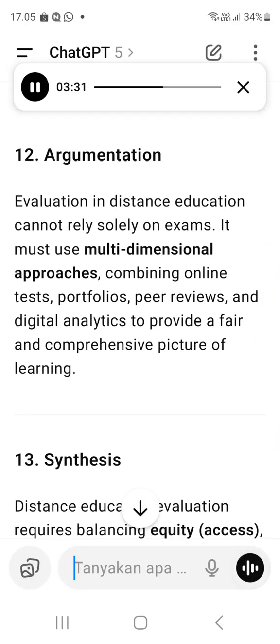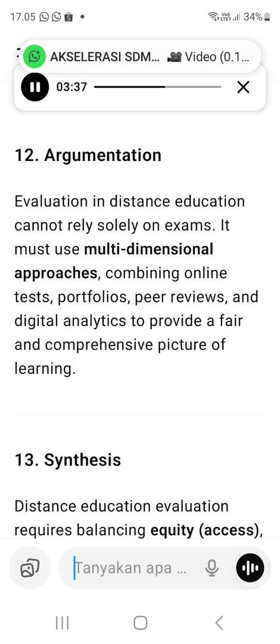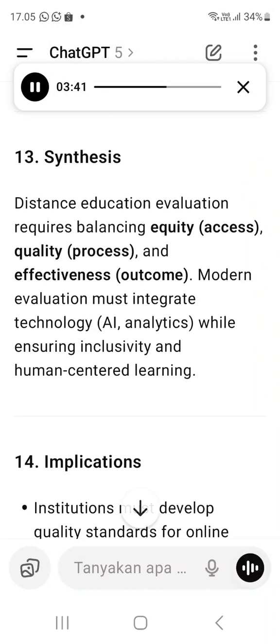12. Argumentation. Evaluation in distance education cannot rely solely on exams. It must use multidimensional approaches, combining online tests, portfolios, peer reviews, and digital analytics to provide a fair and comprehensive picture of learning. 13. Synthesis. Distance education evaluation requires balancing equity, access, quality, process, and effectiveness, outcome.